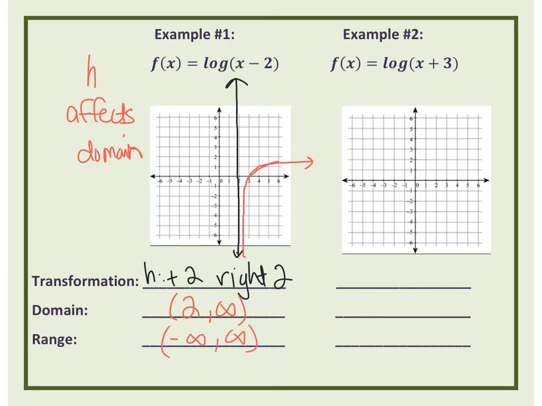On this next one, my h is a negative 3. So this graph went to the left 3. So my asymptote went to the left 3. So this is where my asymptote is. I just want you guys to see that. So my graph now starts at the bottom of this graph, and it's going to cross at negative 2. Okay, so my domain went to the left 3. So my domain is negative 3 to infinity, and my range did not get affected.